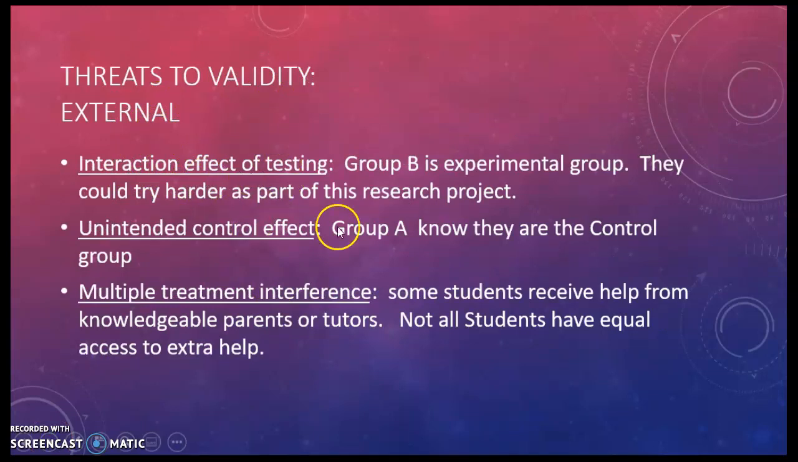Threats to validity, external. Interaction effect of testing: group B is the experimental group, and they could try harder as part of this research project because they knew they were the experimental group. And group A knows that they are the control group, so that's the unintended control effect. Multiple treatment interference: some students receive help from knowledgeable parents or tutors. Some of my students' parents purchase tutors for them so that they can study because their education is really important, and some don't. So not all students have equal access to extra help, so that affects the multiple treatment interference.